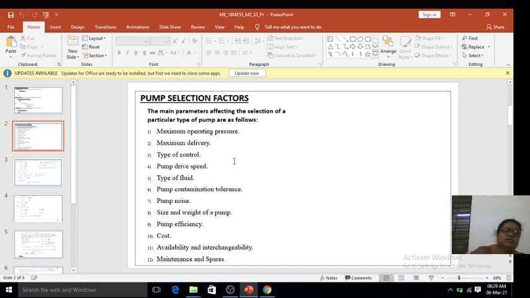Selection criteria of pumps: the pump we are going to select is based on certain parameters. Some of the parameters that affect the selection of pumps are maximum operating pressure, maximum delivery, type of control, pump drive speed, type of fluid, pump contamination tolerance, pump noise, size and weight of the pump, pump efficiency, cost, availability and interchangeability, maintenance and space.